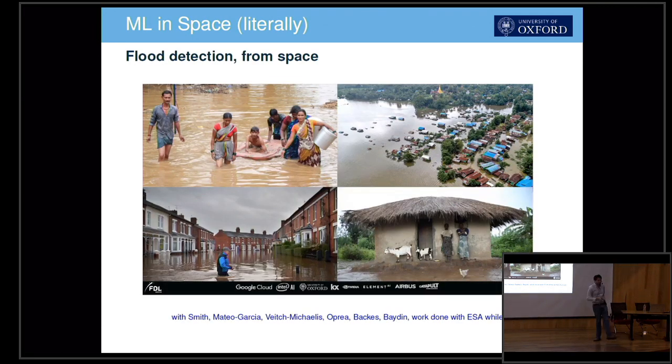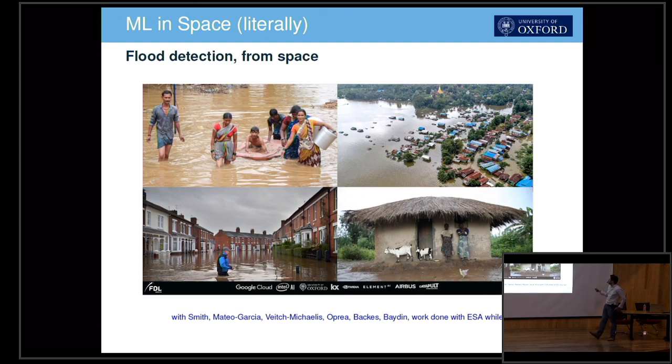The last example that I have over here is actually not in space, but from space. And now the machine learning actually lives in space, literally lives in space. In this application, we looked at flood detection. Floods have always been a big issue, and in recent years they've become more and more devastating, especially with urbanization of lots of areas that used to get flooded before.